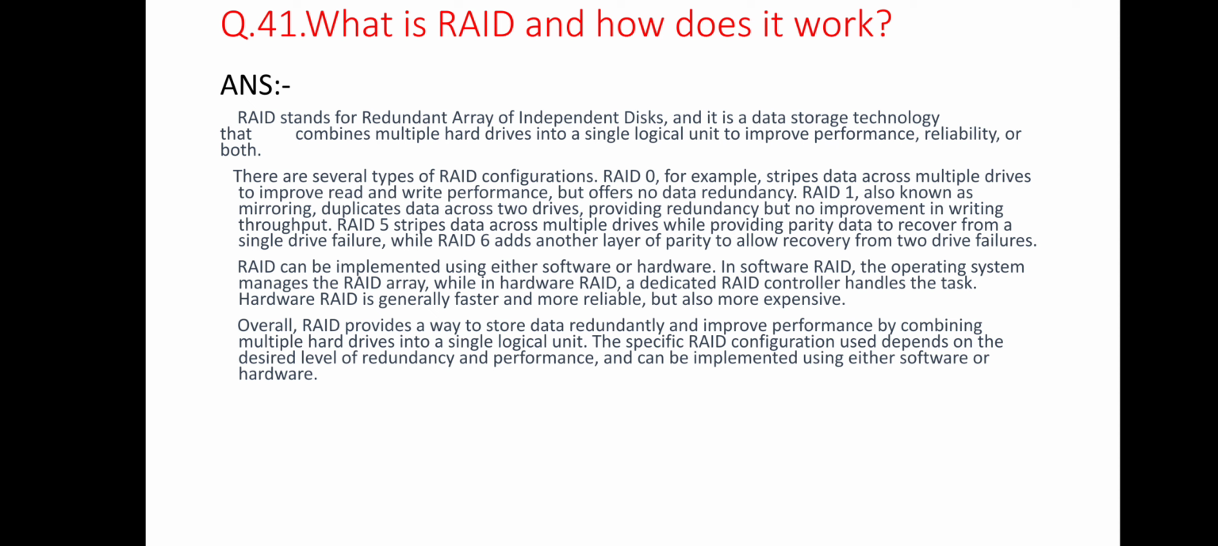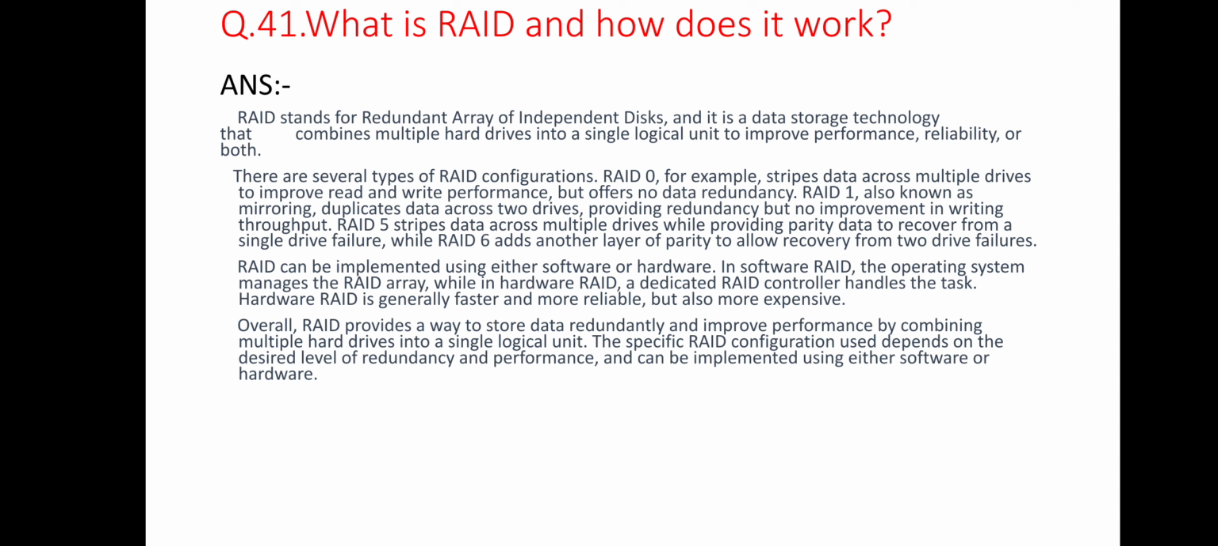There are several types of RAID configuration. RAID 0, for example, stripes data across multiple drives to improve read and write performance but offers no data redundancy. RAID 1, also known as mirroring, duplicates data across all drives, providing redundancy but no improvement in write throughput. RAID 5 stripes data across multiple drives while providing parity data to recover from a single drive failure, while RAID 6 adds another layer of parity to allow recovery from two drive failures.